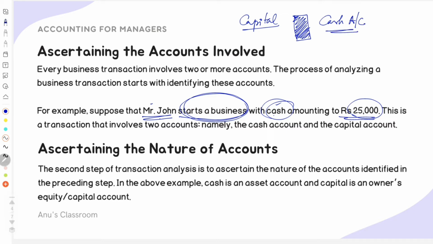It takes a little time for us to properly identify the accounts involved. It comes only with practice. For some it may come naturally, but for most of us it will come with practice. In my case, I really had quite a difficult time when I started learning accounting, especially because I did not come from a commerce background. I came from a science background, so it was very difficult for me to wrap my head around it. But now things are much better after a lot of practice.